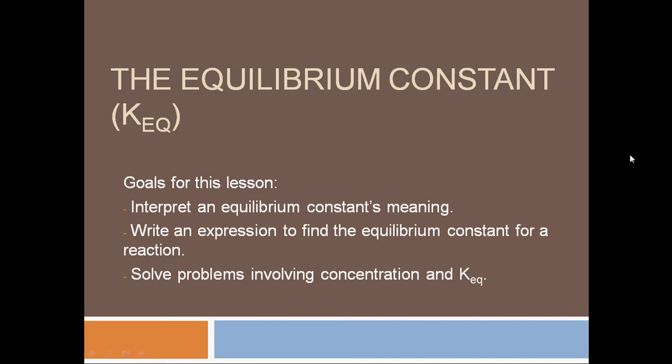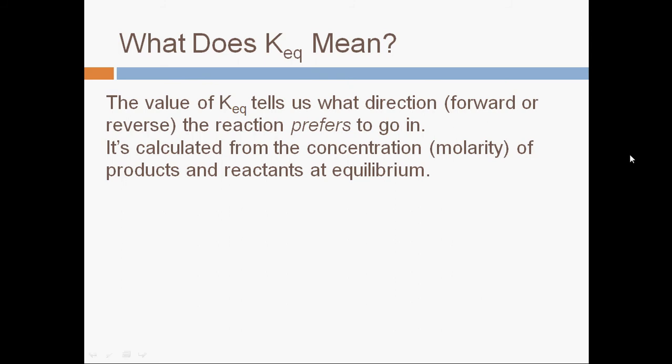Okay. So first goal, what does an equilibrium constant actually tell us? Basically, it gives us some sort of numerical value indicating which direction our reaction prefers to go in. Now, as we've been talking about, reactions can go both ways. They can go forwards, where we're using up our reactants to create the products, or they can go in reverse, where instead we're using up our products to create more reactants.